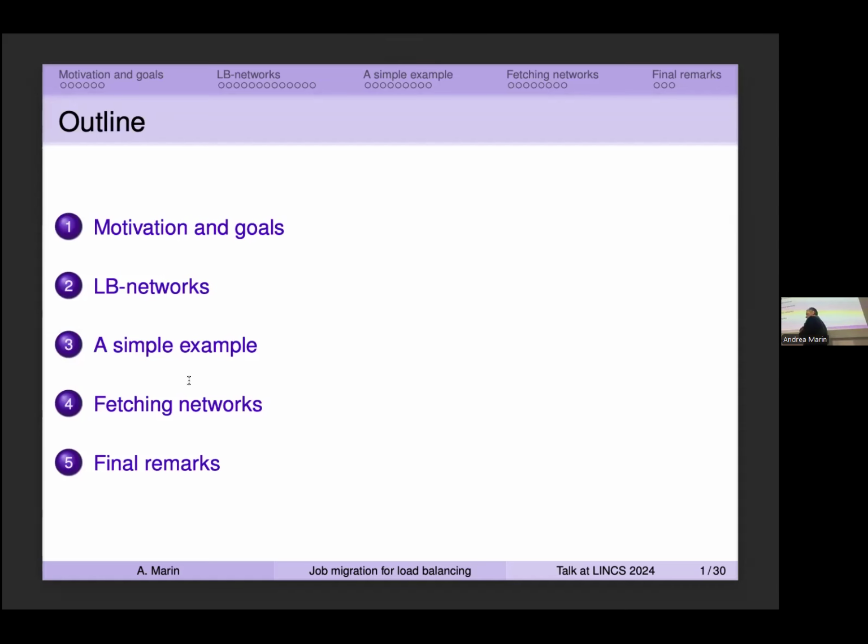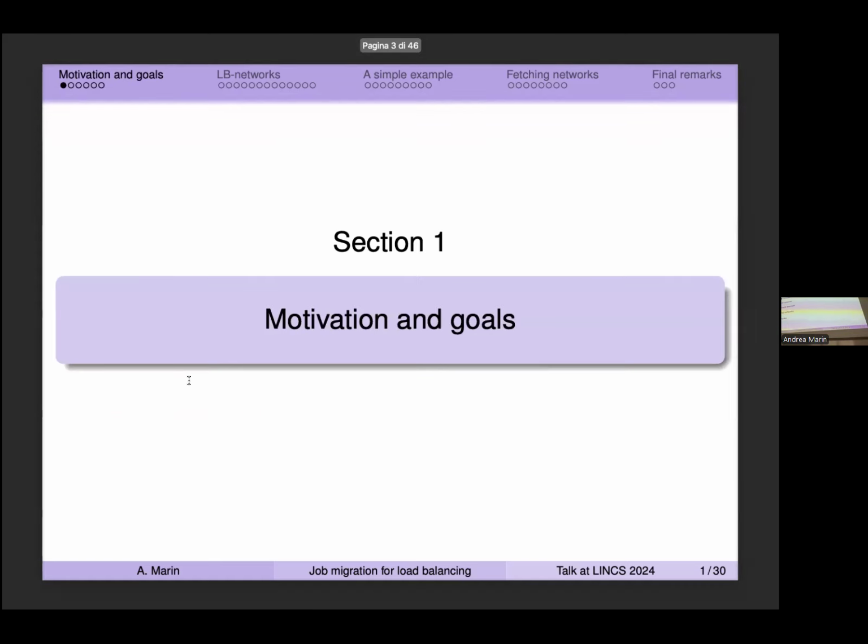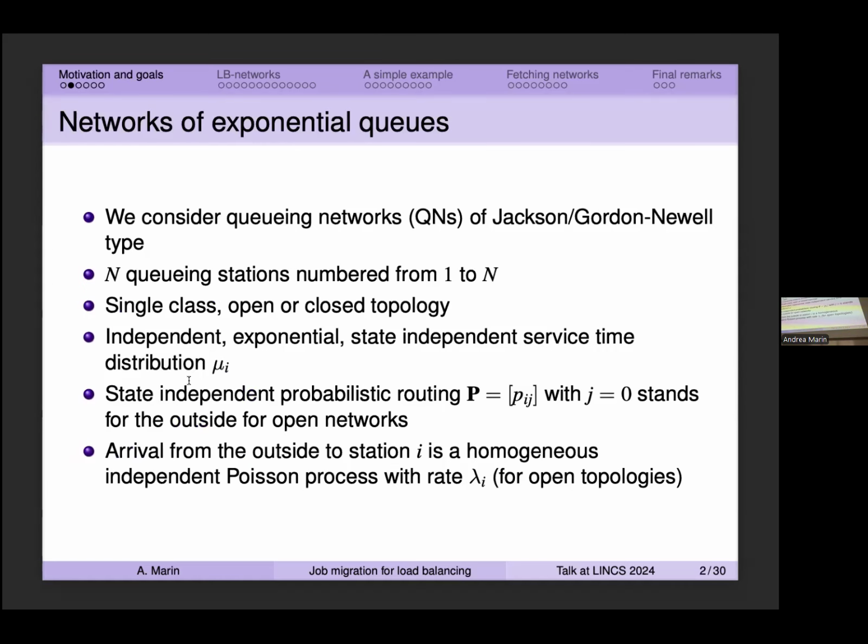So this is the outline of the talk, and we're going to go with some motivation and goals. Then we will present a first model with some examples, and then a second model. Again, the main goal will be to achieve load balance in a system. So let's consider a queue network. Is everyone familiar with queue networks, or does someone have problems? So we consider a queue network.